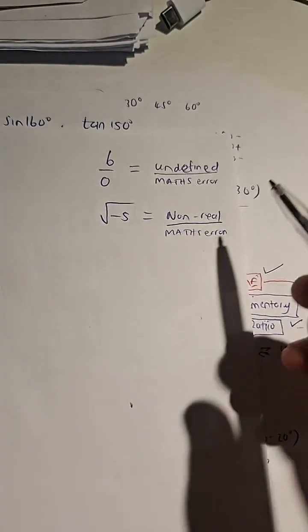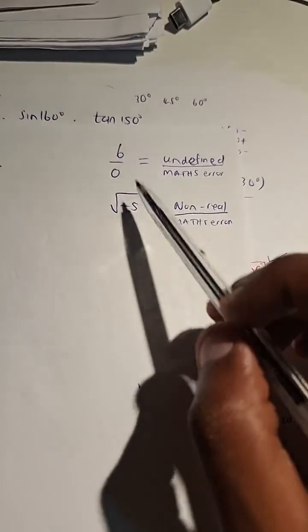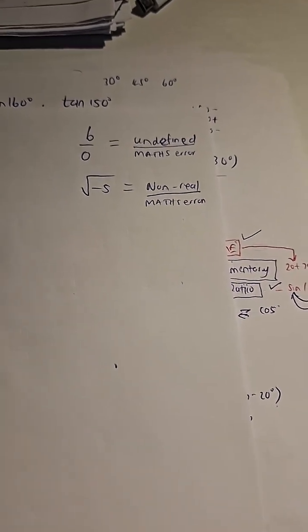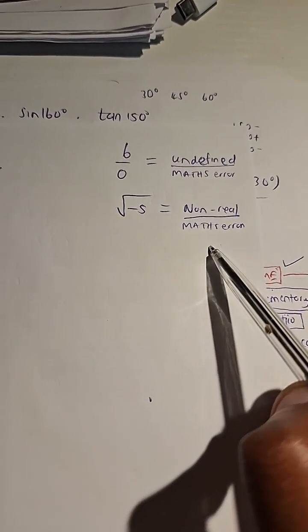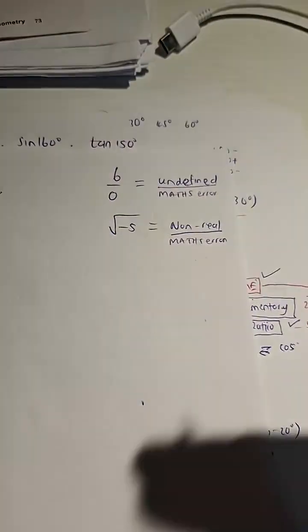Division by 0 is undefined. These mean two different things. They don't mean the same thing, even though your calculator says maths error.